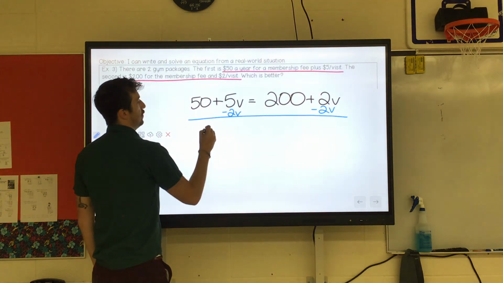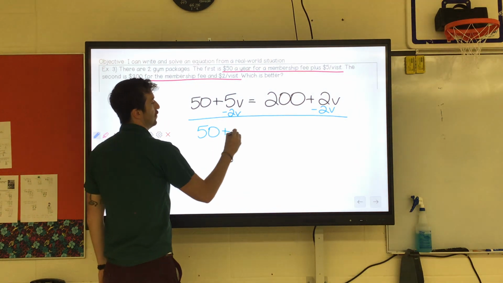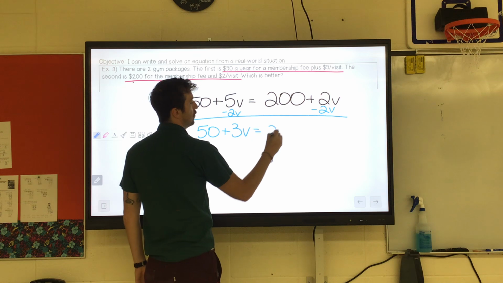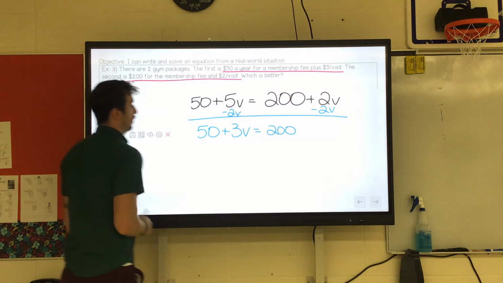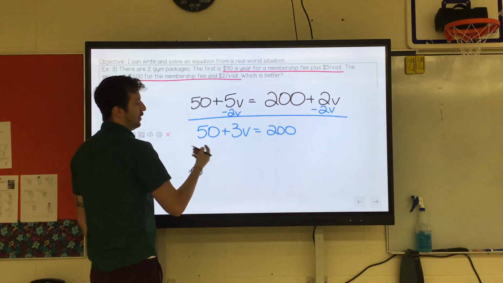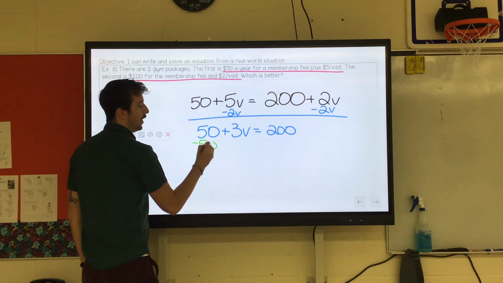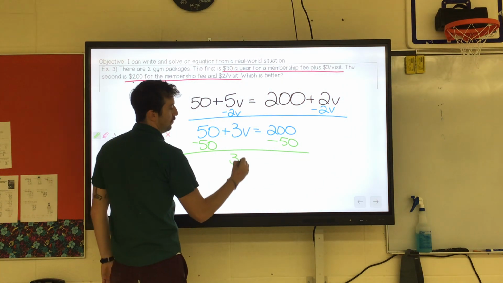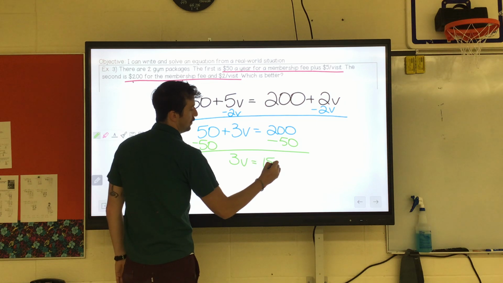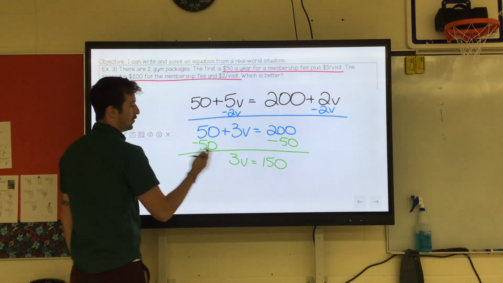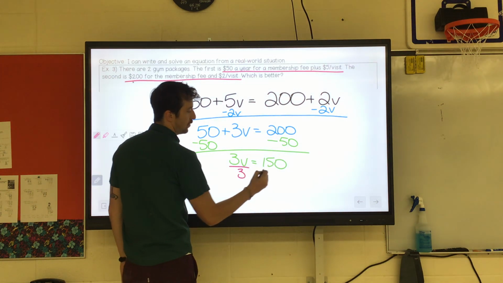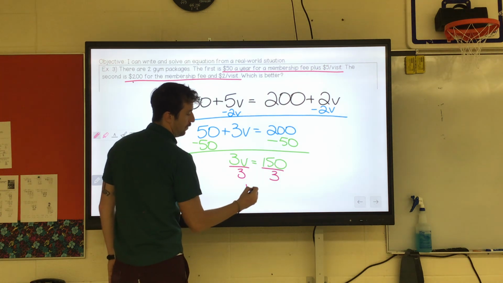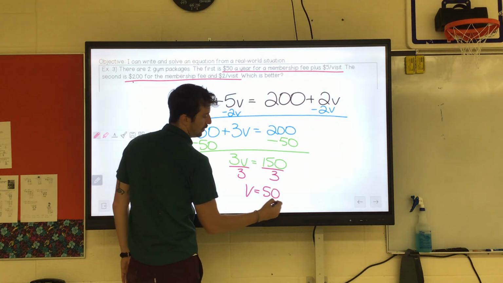So I'm going to subtract 2v from both sides, which would give us 50 plus 3v equals 200. And then we could get rid of the 50 by subtracting it. 3v equals 150. And then that's 3 times v, so we can divide both sides by 3. And we get v equals 50. Now v was the number of visits.